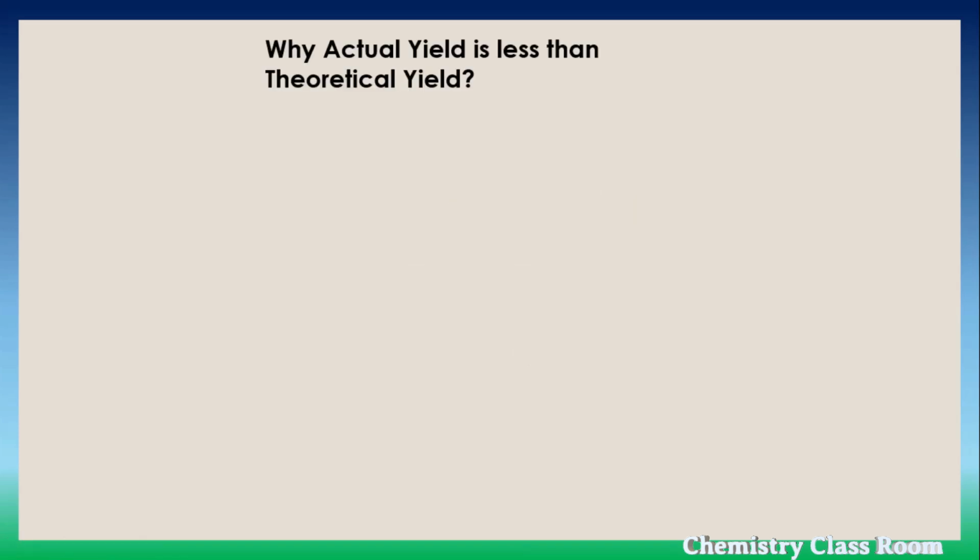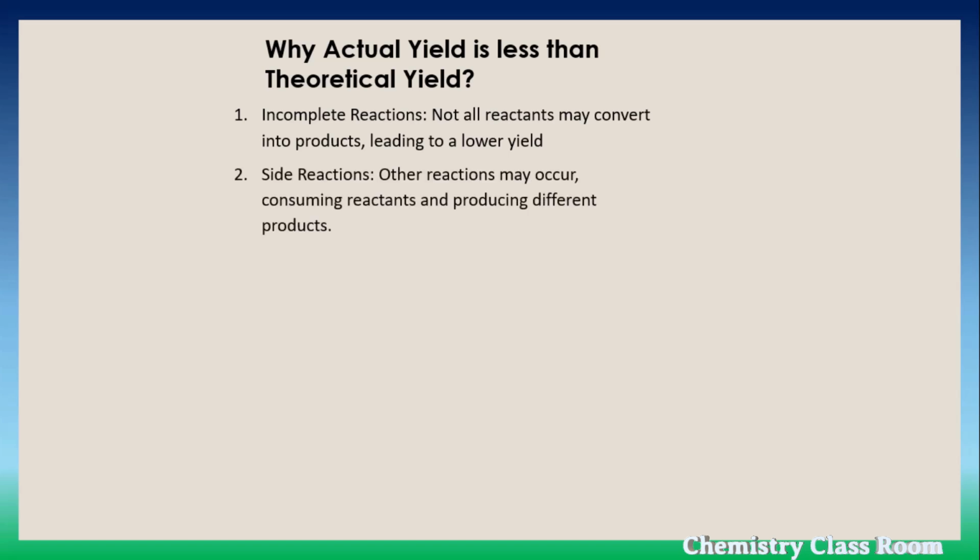Now the question is, why actual yield is less than theoretical yield, or why we don't have 100% percentage yield of a chemical reaction? So these are the different reasons. First one, incomplete reactions. Not all reactants may convert into products, leading to a lower yield. And similarly, other reactions may also occur consuming reactants and producing different products.